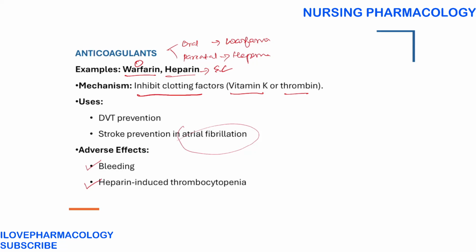And also you should remember, to overcome warfarin overdose, you need to give vitamin K as the antidote. In case of heparin poisoning, you need to give protamine sulfate. Protamine sulfate will be the antidote.